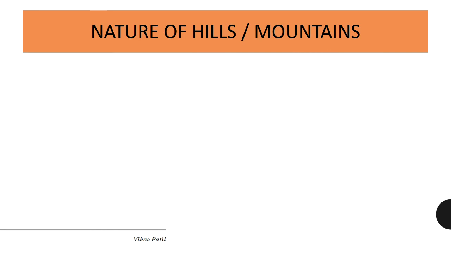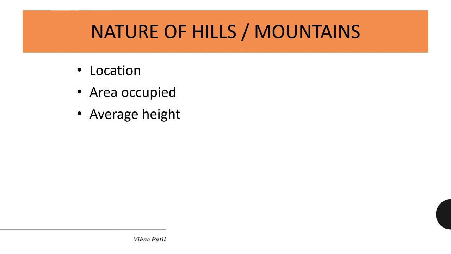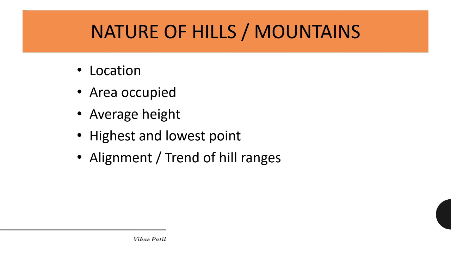Nature of hills and mountains. Now here we can describe the location of the hills or mountains, the area occupied by the hills or mountains, the average height, the highest and the lowest point, the alignment trend of the hill. We can describe the nature of the hill or mountain using these parameters.